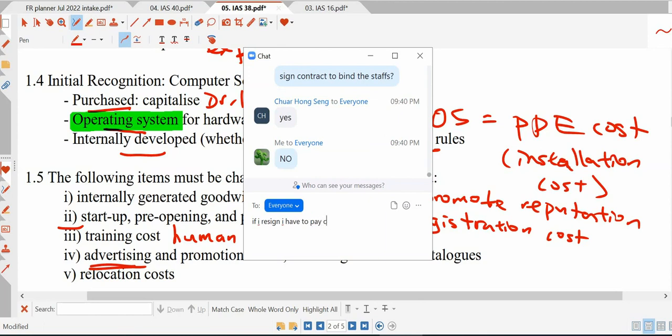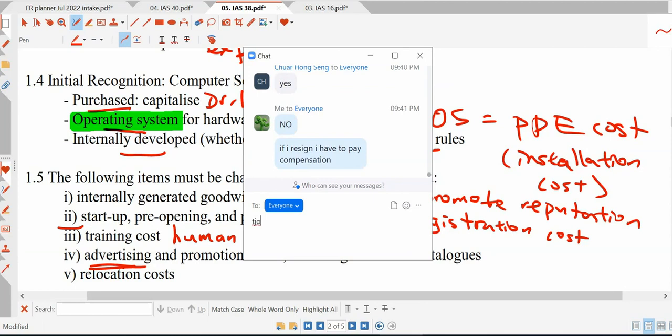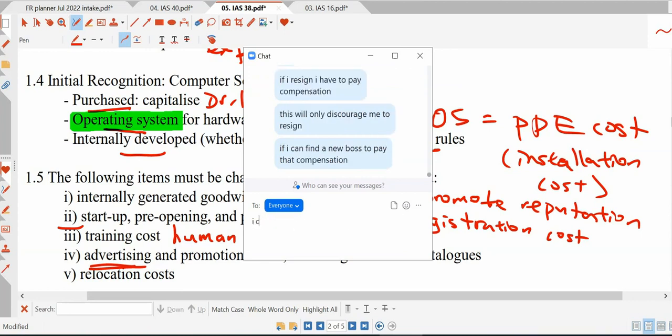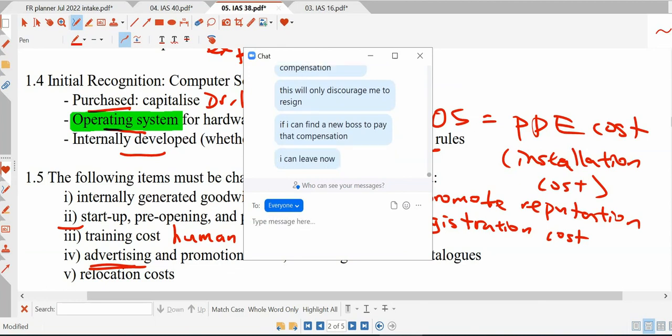Okay. Compensation will only discourage me from resigning. It will not stop me, but it will discourage me. If I can find someone to pay that compensation, I can leave, right? I can leave now.